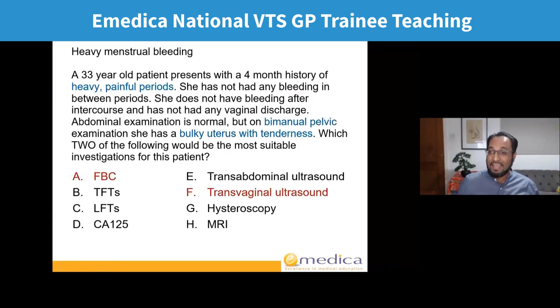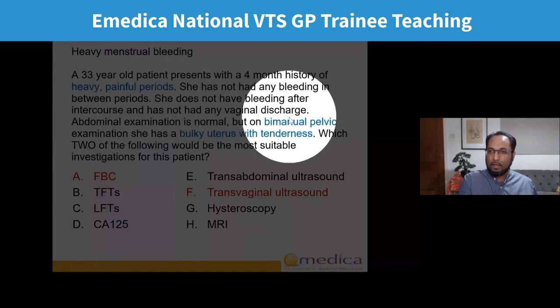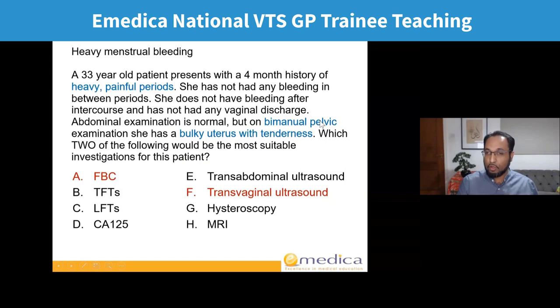Okay, so the correct answers are A and F. So well done, a good proportion of you picked both of those, okay? But there's quite a lot of people that got one of those, but then picked one of the others. Unfortunately, you wouldn't get any marks. So one of the things we're going to think about is the fact that as well as being heavy, the periods are painful. And then abdominal examination is normal, but on bimanual pelvic examination, she's got a bulky uterus with tenderness. Okay, this fits with possible adenomyosis as the cause of her heavy menstrual bleeding, her menorrhagia.